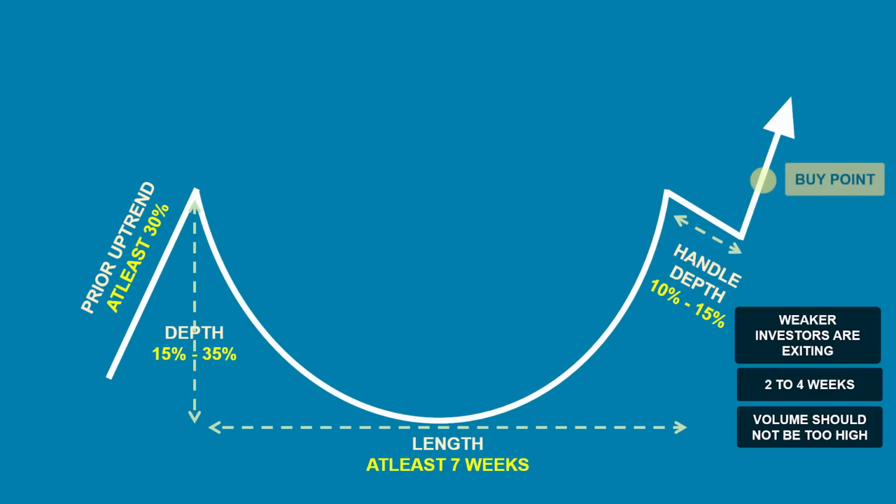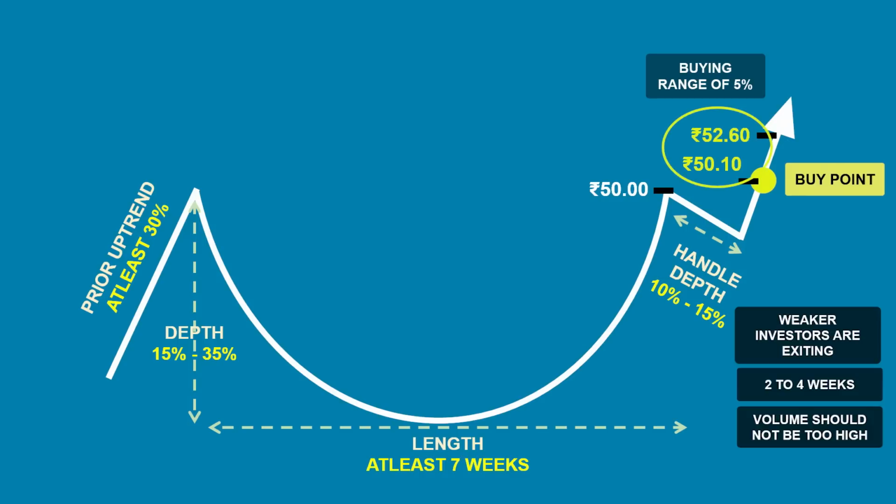Alright, next up is the ideal buy point, and this is normally just above the peak of the handle. For instance, if the peak of the handle is say 50 rupees, the buying should start from 50 rupees 10 paise, and the buying range would go up to 5% above the ideal buy point, which comes to 52 rupees and 60 paise. But for the best results, O'Neill recommends you buy as close to the ideal buy point as possible, and if you're not able to watch the markets the entire day, then do set up some conditional orders ahead of time.